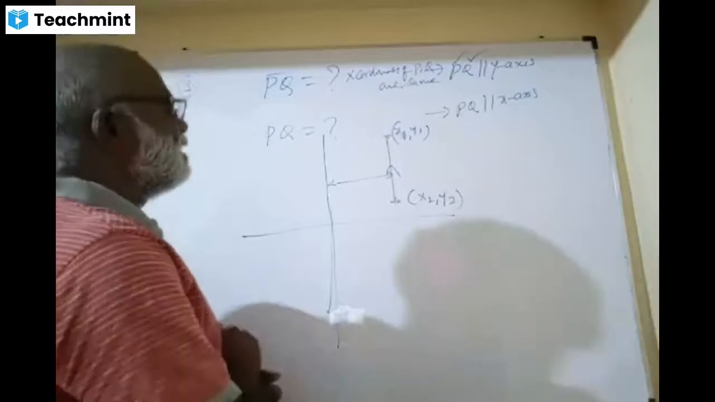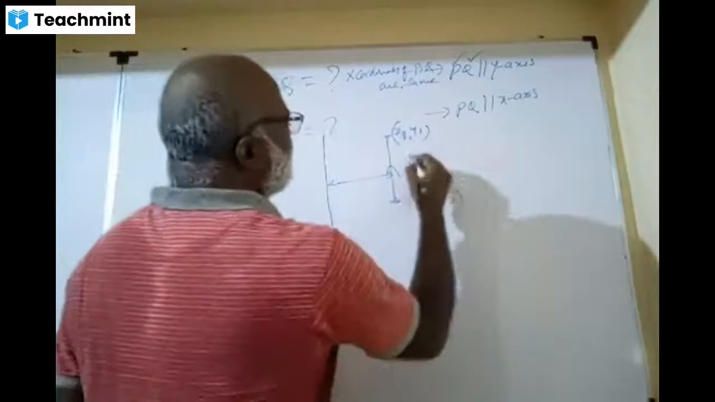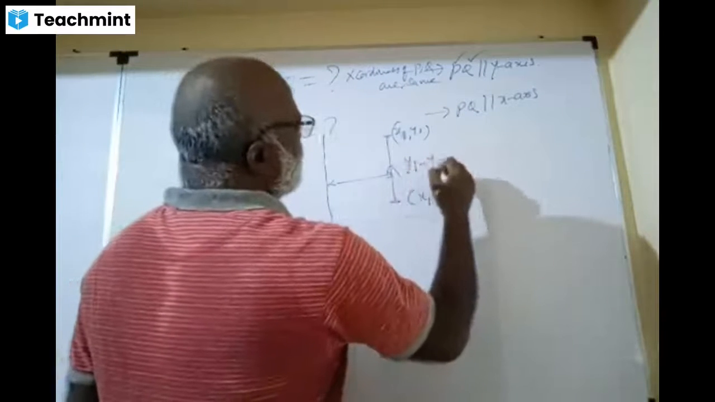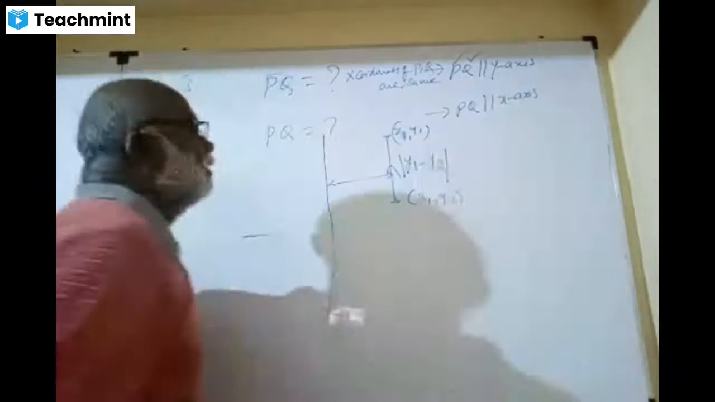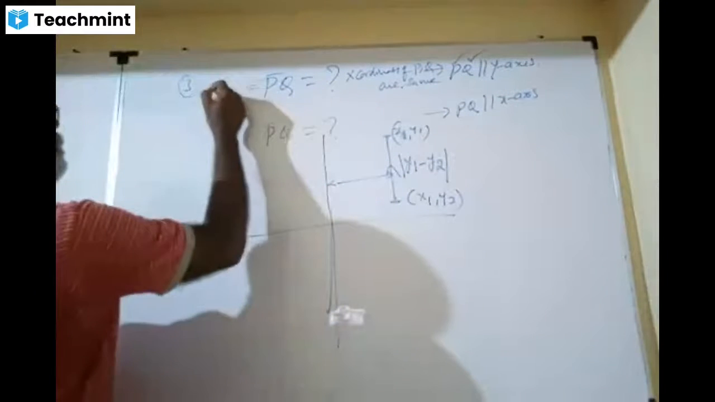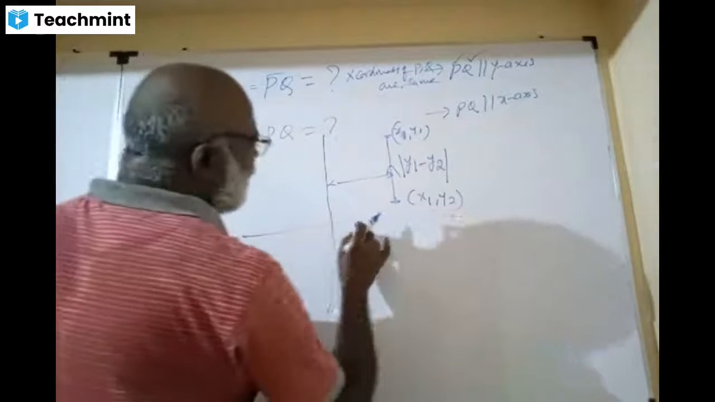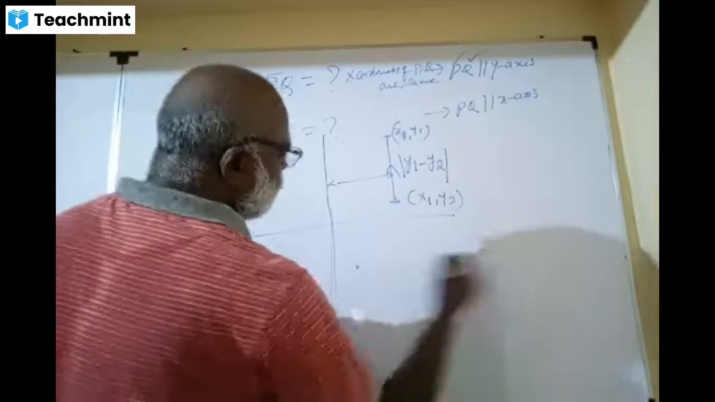So, what is the distance now? X1 and x1, so what is the distance ds? Y1 minus y2 modulus formula. That's all. The distance is y1 minus y2. If it is parallel to x-axis, this is called P and Q.